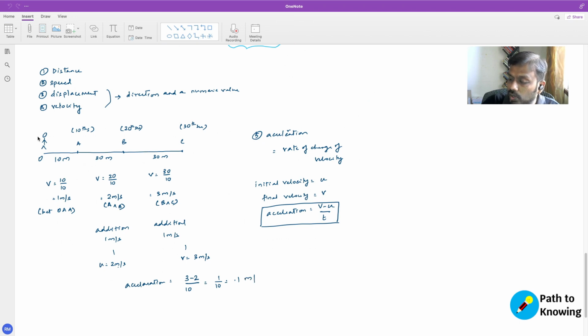Why is that so? Because the numerator for acceleration is velocity, right? So the velocity's unit is meters per second, and in your denominator you have seconds, which is equal to meters per second squared. So that is your unit for acceleration.